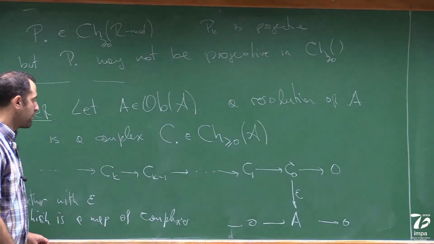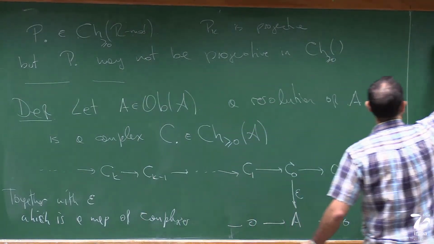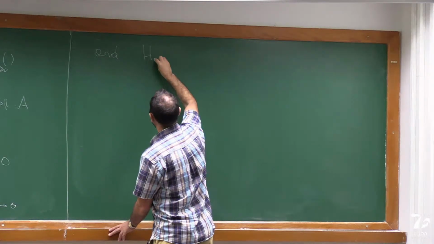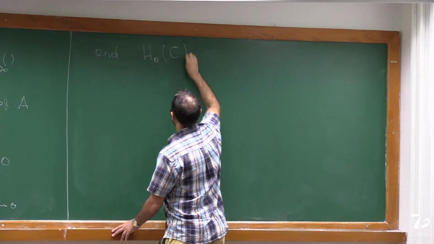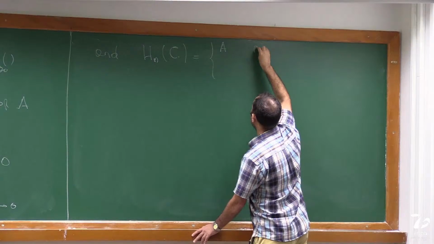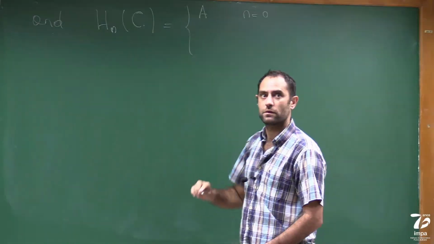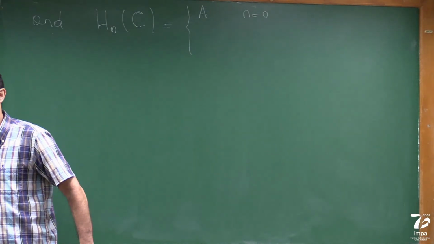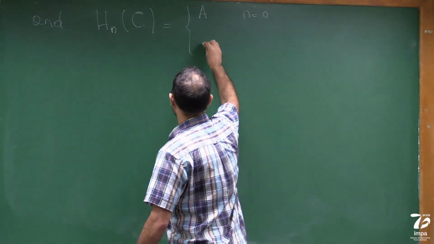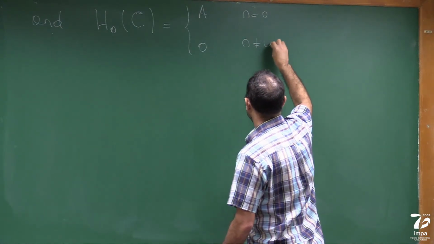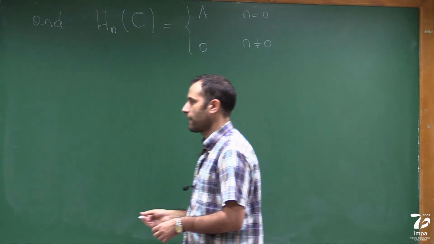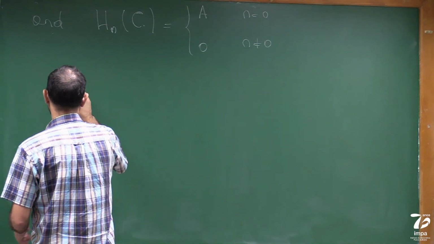And moreover, I will require that the homology in degree n of the complex C is equal to A if n is equal to 0. So concretely, Z0 modulo the image of this differential is A, and 0 if n is not 0. So in other words, look at the extended complex.